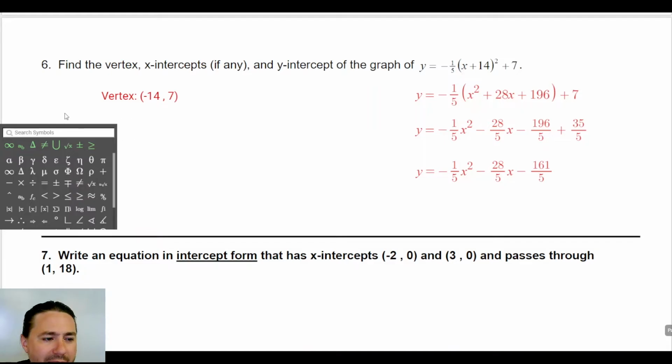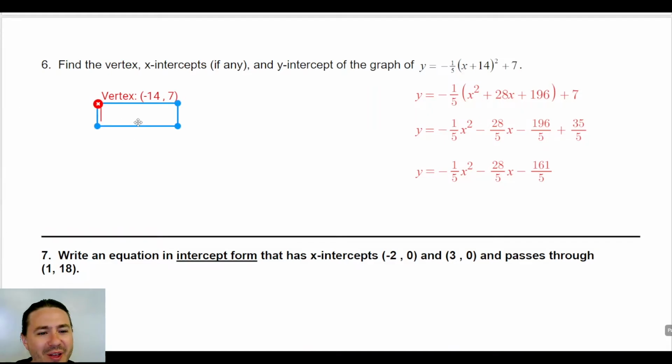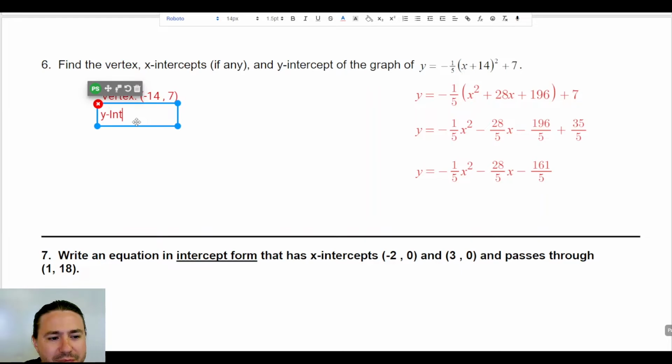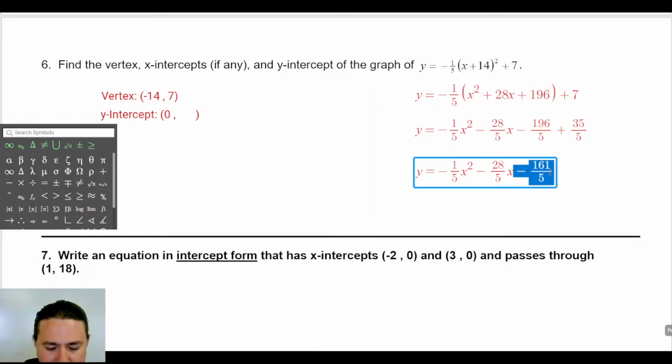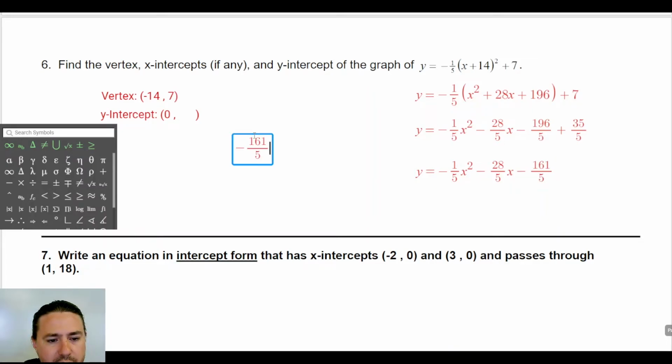I hope you like that one. So our y-intercept we can write down now is going to be 0, comma, negative 161 over 5. I'll maybe type that out just to make it look a little nicer, using this little math type here: negative 161 over 5.